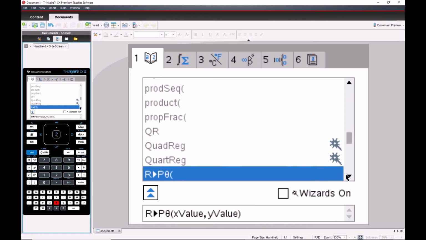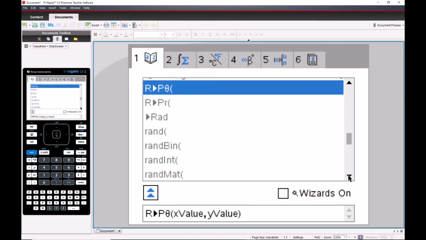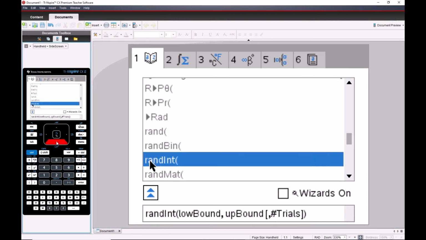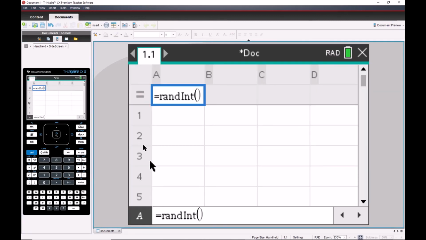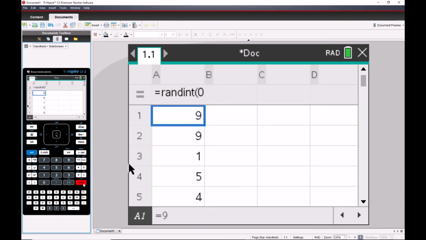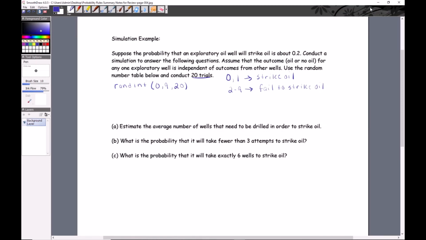Let's see what we can find out. Random integer is right here. Let's go ahead and hit enter. We need the range of numbers, so 0, comma, 9, comma, and then how many we want. It should fill in this column with 20 random numbers from 0 to 9. Hit enter, and there they are. I did this earlier, and the rest of my notes here are based on what I did earlier, so I want those things to match.